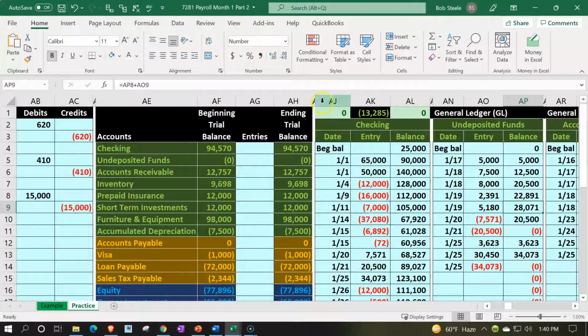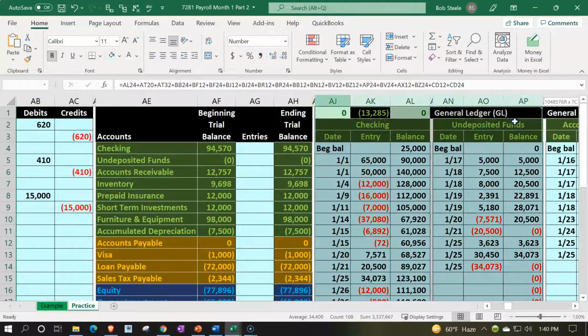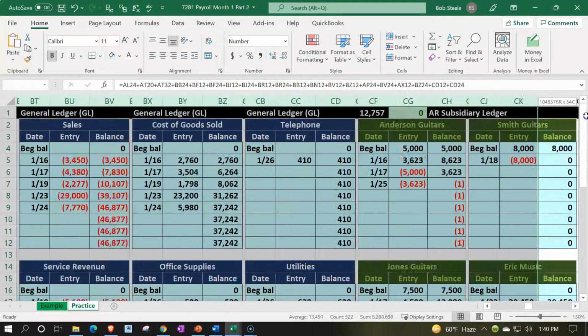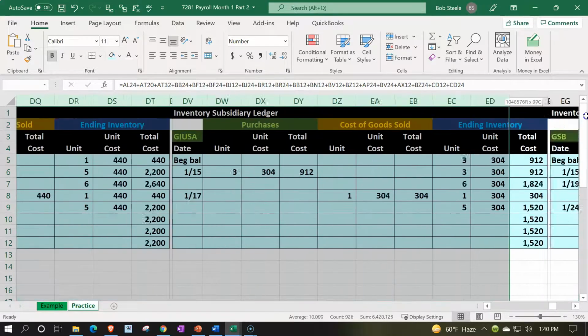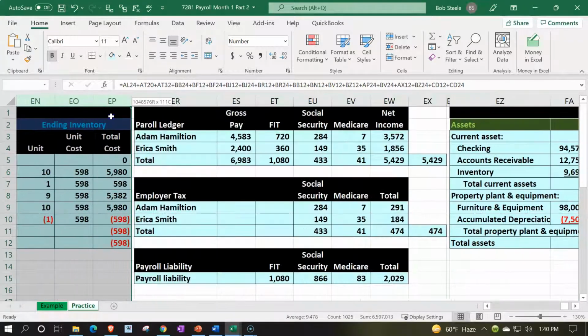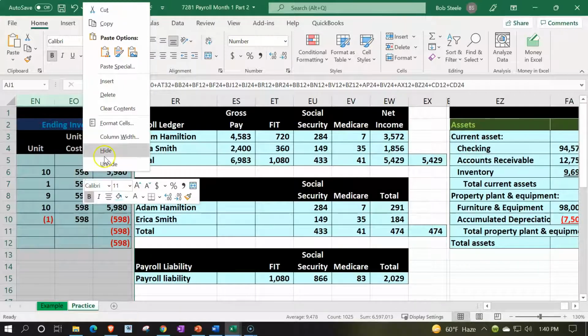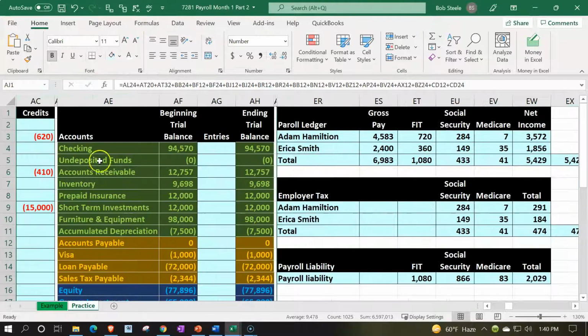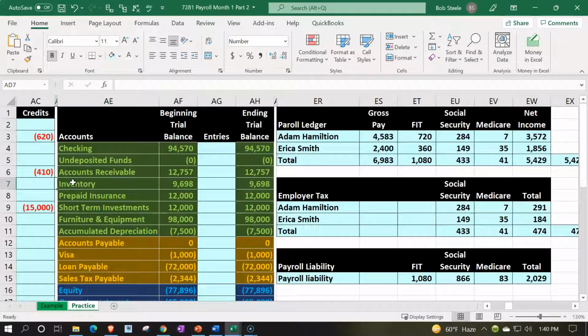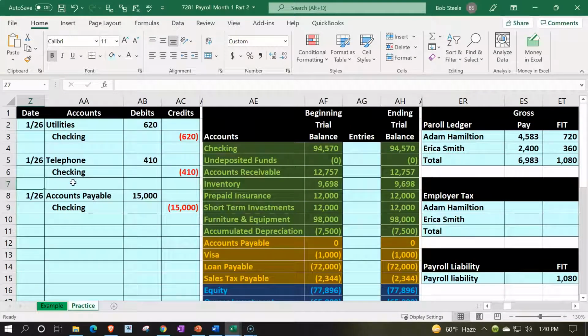I'm going to put my cursor on the AJ and go all the way over till we get to our ledger and try to hide everything in between. So we're going to go all the way to the skinny column here, and then I'm going to right click and hide all that stuff. So now we can work on just basically our journal entry that we have over here.